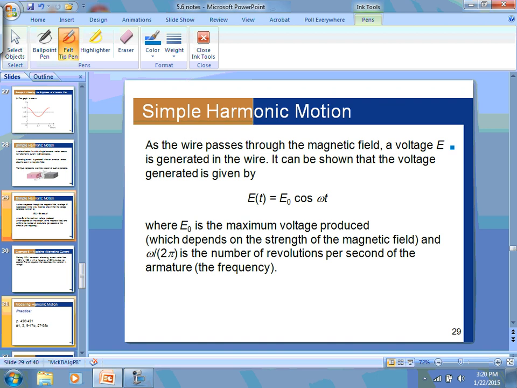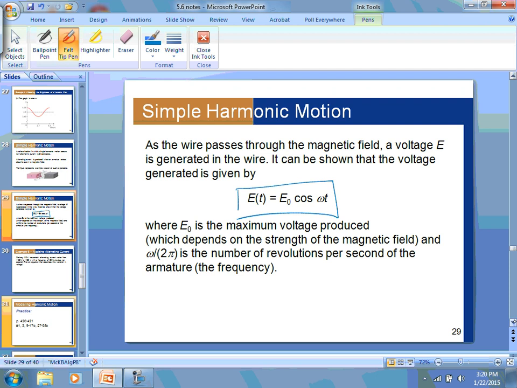And it can be shown by this equation. So this is another specific type of equation that we're going to use for this example coming up. And it says E sub 0 is the maximum voltage, and the W divided by 2 pi is the number of revolutions per second. Okay, so that's our frequency. So we're going to leave T alone. We're going to leave T as T for time. And then the E of T will be the voltage.